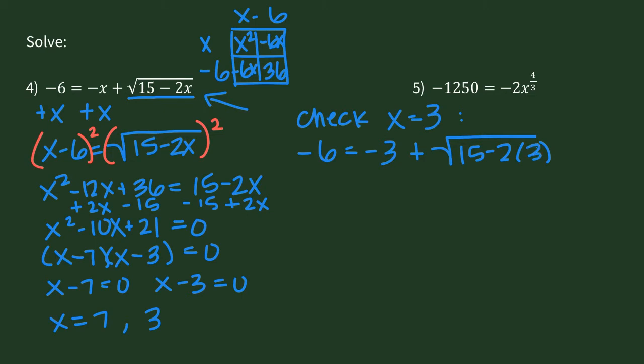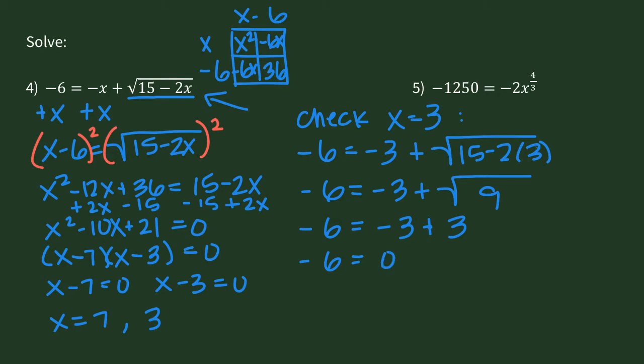So I went back and I'm just replacing the x with a 3. I'm going to simplify and see if it equals what the left side equals, -6. Okay, so square root of 15 minus 2 times 3 is 15 minus 6, which is 9. Square root of 9 is 3. And this doesn't look right. -3 plus 3 is 0. This does not make sense. -6 does not equal 0.